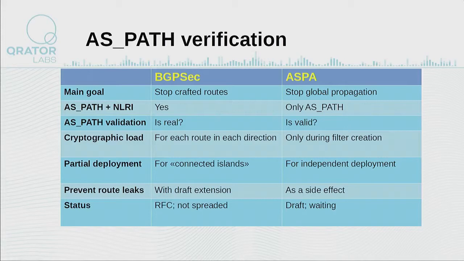We have BGPsec, and we all know the problems and limitations with it, because it signs every route and every segment of the AS path and prefixes with it. It protects the AS path and prefix, you cannot change them, but first of all, you need to sign every route, and for every direction you desire to announce it. It is also not protected from more specific types of attacks, and the cryptographic load is really high.